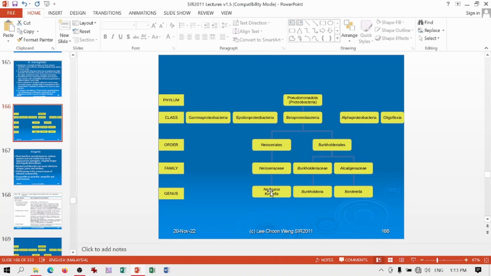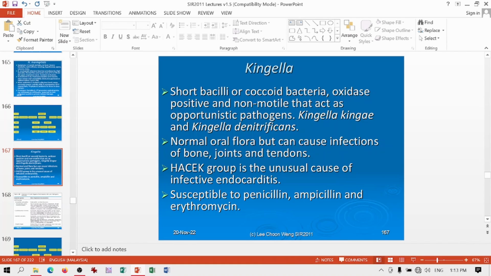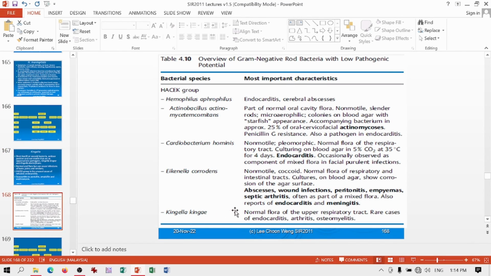Other than Neisseria, we also have Kingella under the family Neisseriaceae. Kingella is a short bacilli or coccoid bacteria, oxidase positive, non-motile, and is an opportunistic pathogen. We have Kingella kingae and Kingella denitrificans. It's a normal oral flora but can cause infections of bones, joints, and tendons. It's in the HACEK group and also causes infective endocarditis, and is susceptible to penicillin, ampicillin, and erythromycin. It causes rare cases of endocarditis, arthritis, and osteomyelitis.